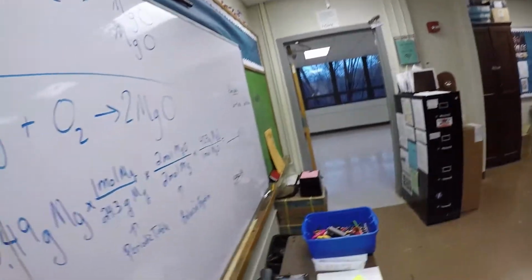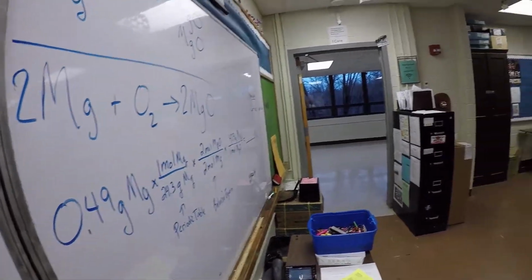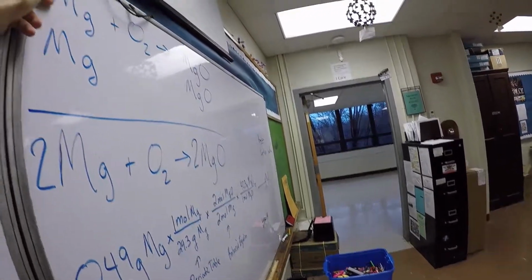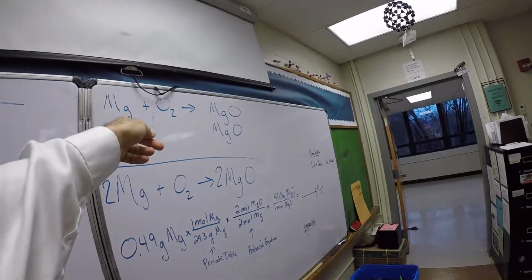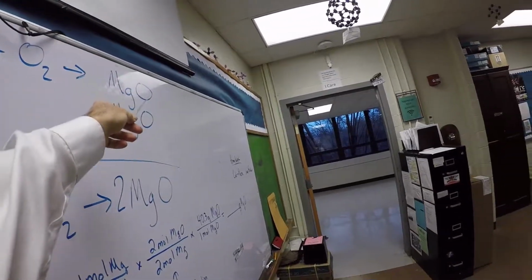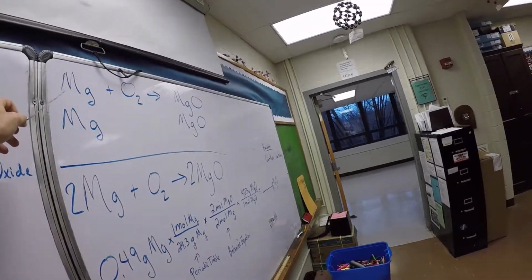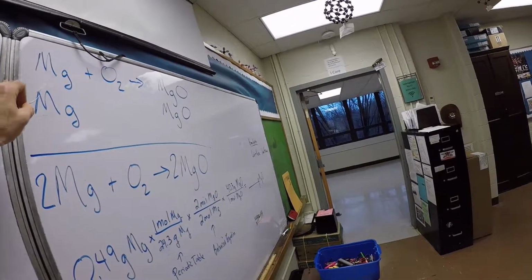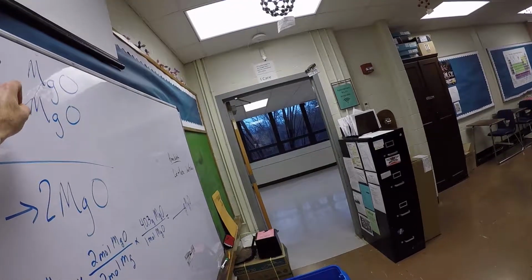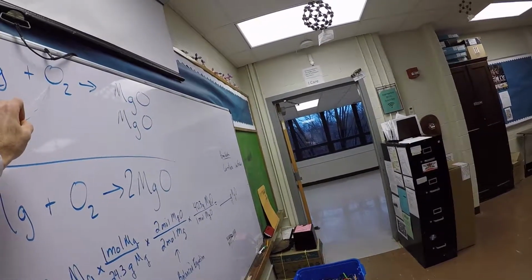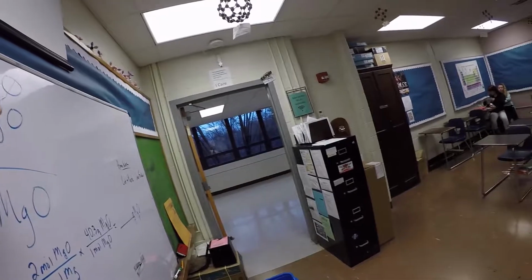So we've got our magnesium here. We've got 0.49 grams. Now this is called a balanced equation. You're going to take magnesium and react it with oxygen and make magnesium oxide. This is what we're making. So the problem here is you have one magnesium and you have one magnesium. That's good. That's not a problem. This is the problem. You have two oxygens and you have one oxygen here.